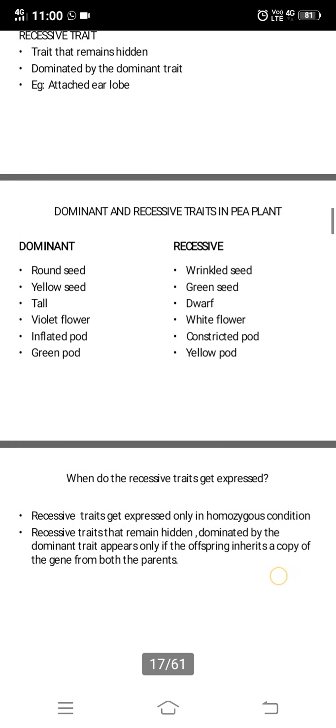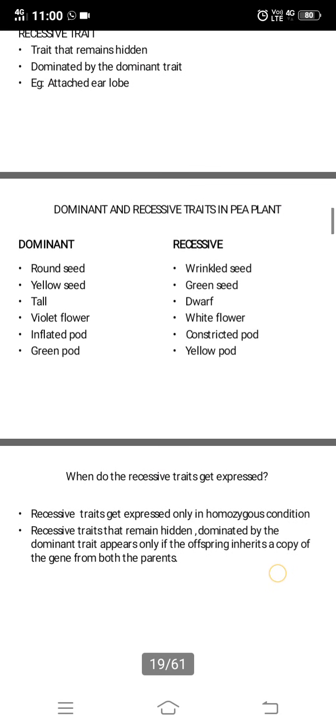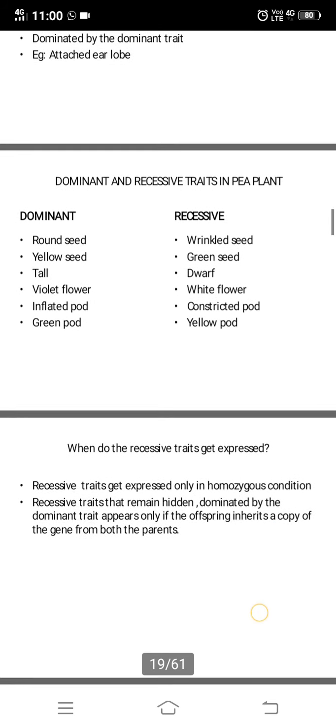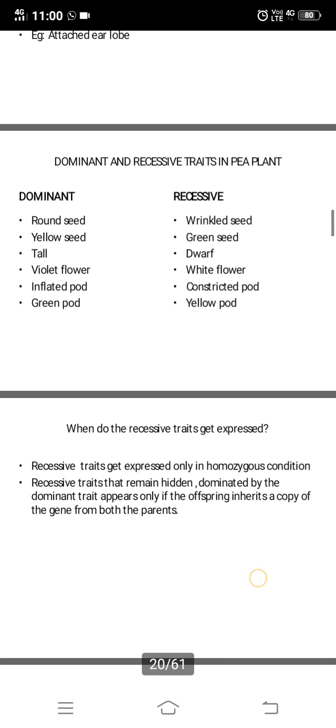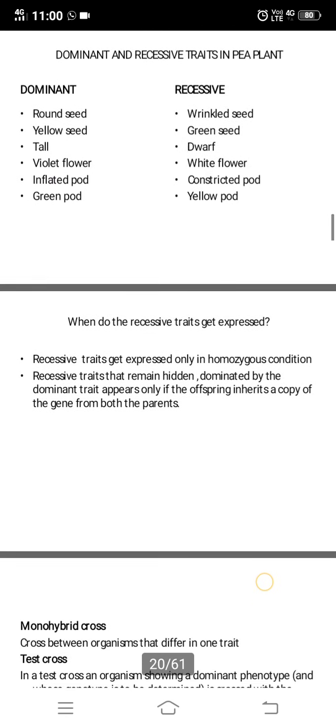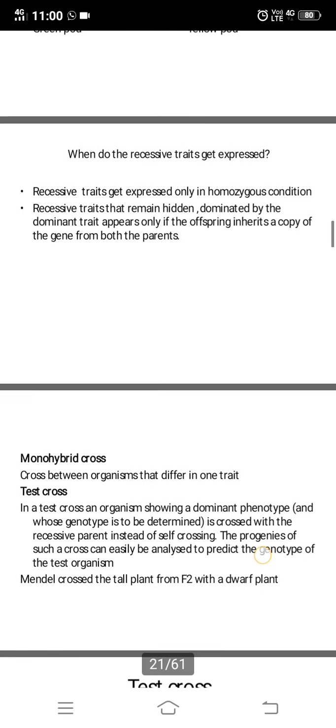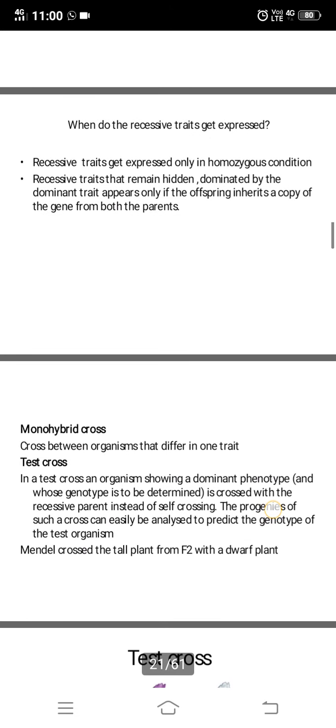So when do the recessive traits get expressed? Recessive traits get expressed only in the homozygous condition. That means when small t and small t are there, only then do the recessive traits get expressed. Recessive traits remain hidden, dominated by the dominant trait, and appear only if the offspring inherits a copy of the gene from both parents. So if small t is taken from both the parents, only then will the dwarf condition get expressed. So a monohybrid cross means the cross between organisms that differ in one trait.